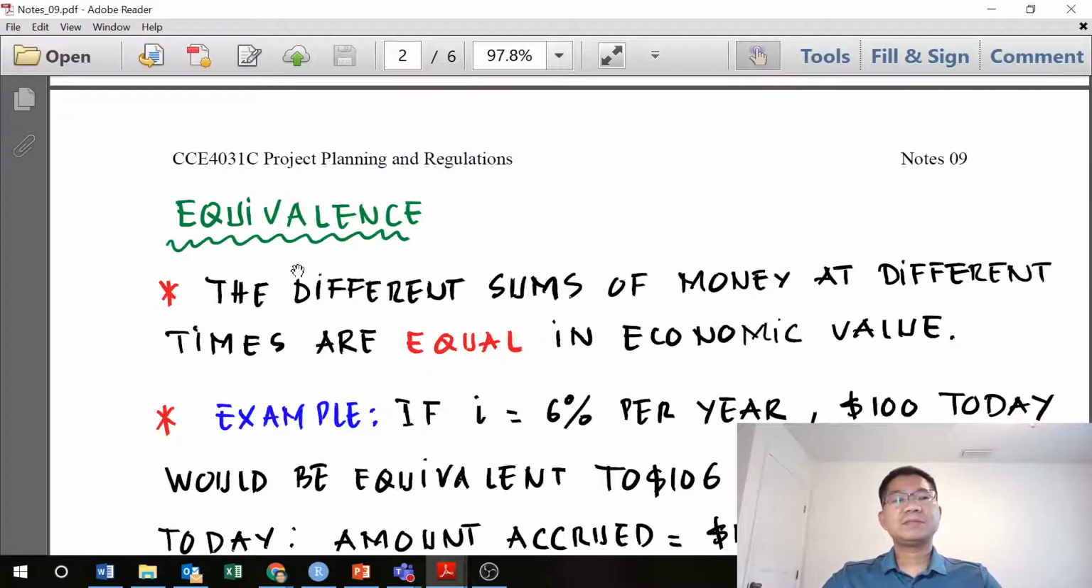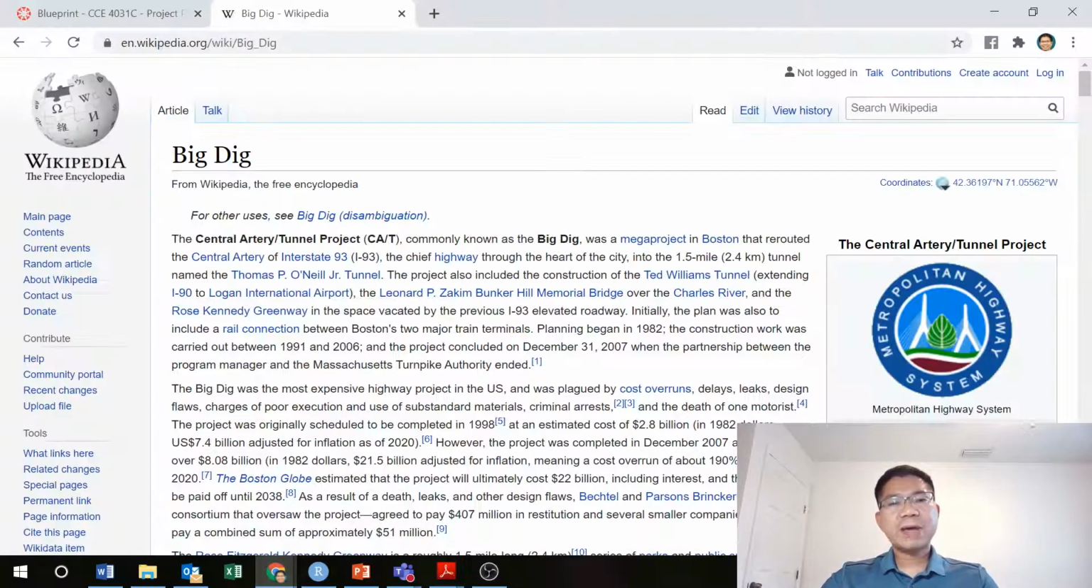Equivalence, by definition, is that different sums of money at different times are equal in economic value. So that is the definition of equivalence. And from that, I use one example. If you Google the Big Dig, it is the project called the Central Artery Tunnel Project located in Boston, Massachusetts.